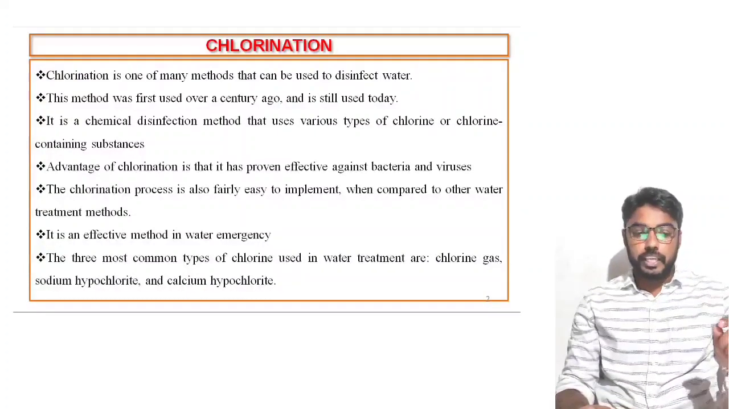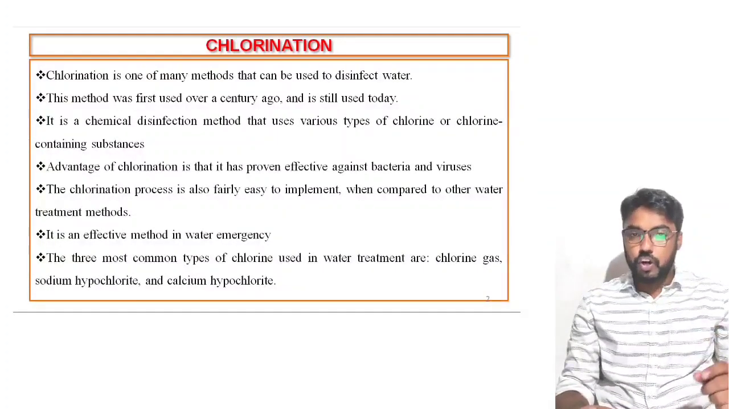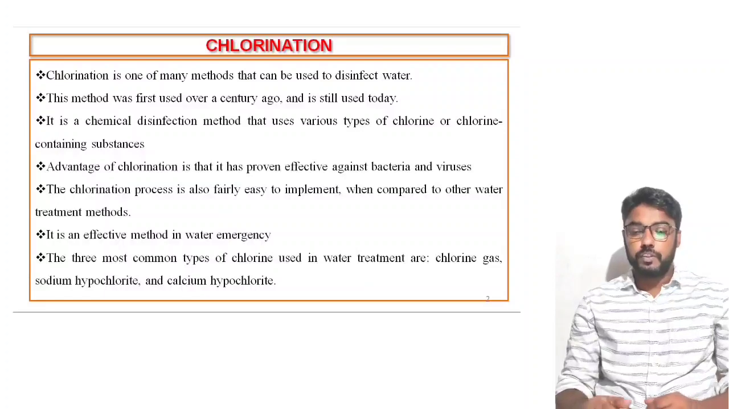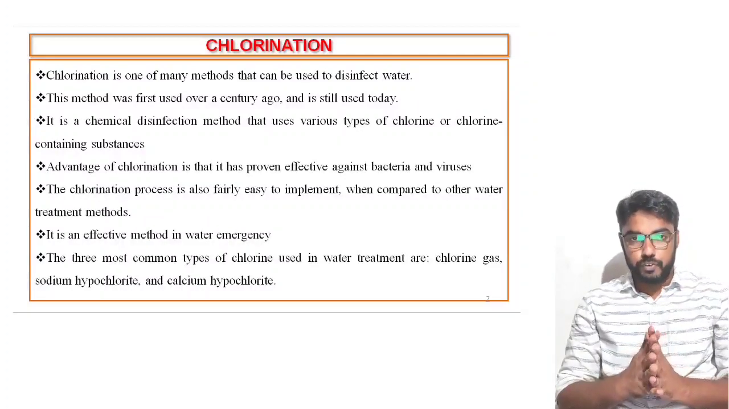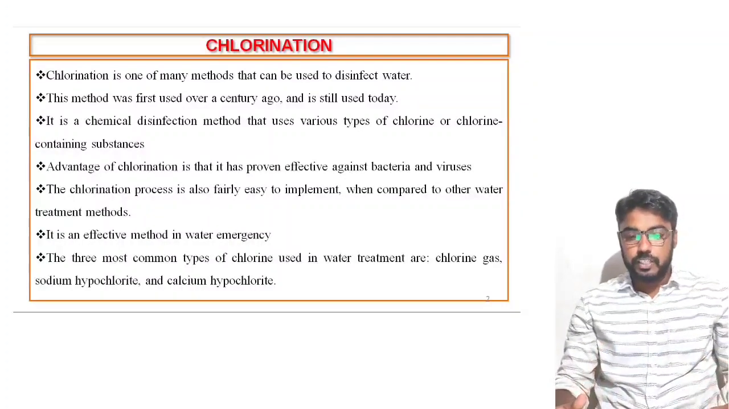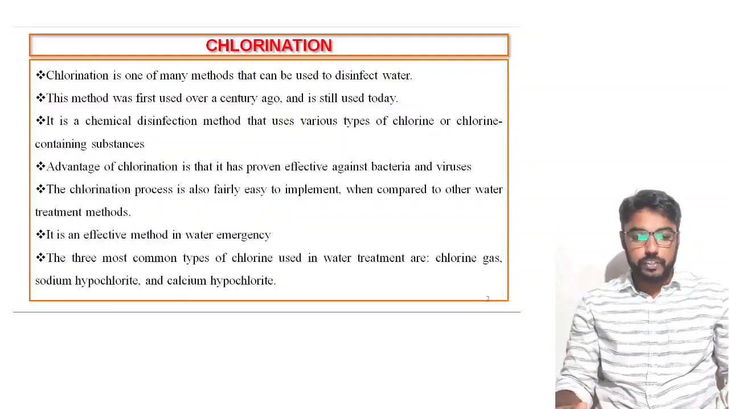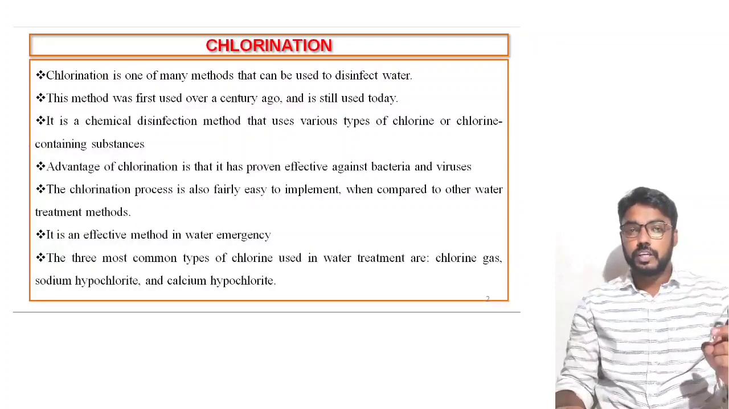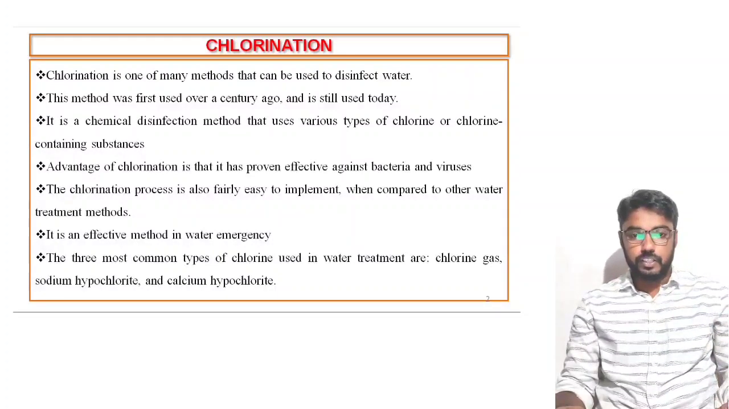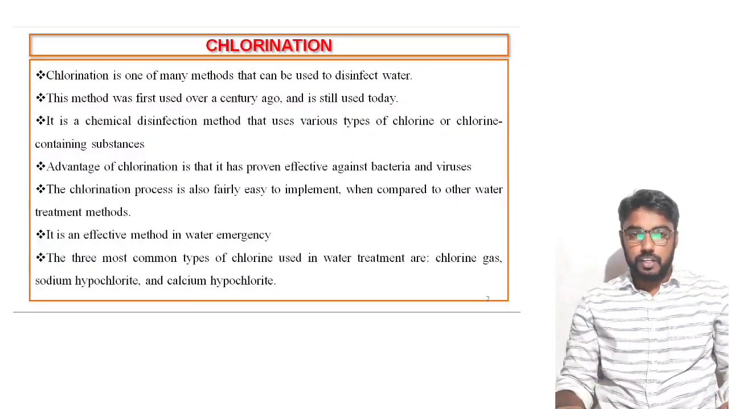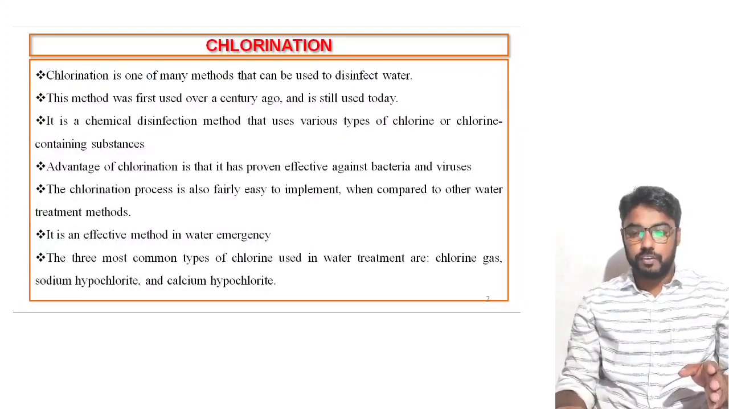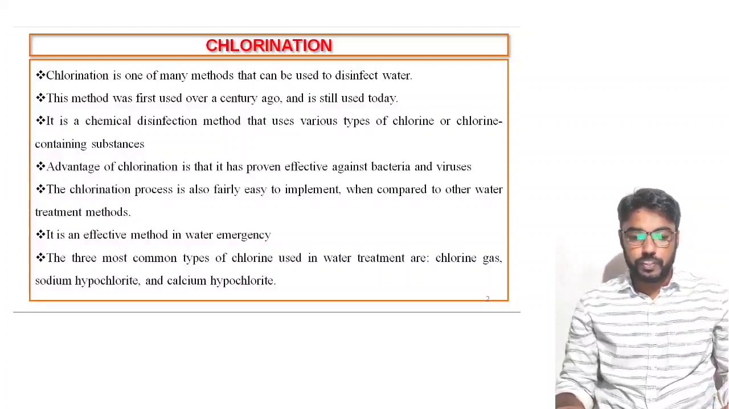Mainly, the three most common types of chlorine used in the purification of water are chlorine gas, sodium hypochlorite, and calcium hypochlorite. These are the three types of chlorine that are used for the treatment of water.